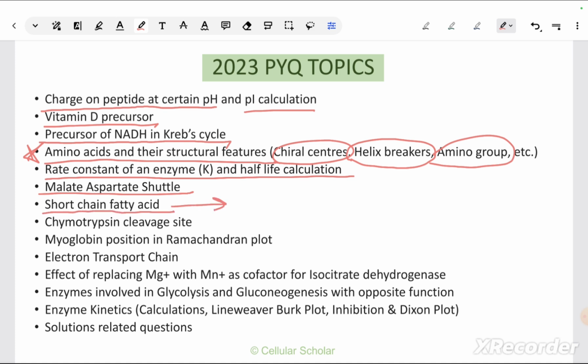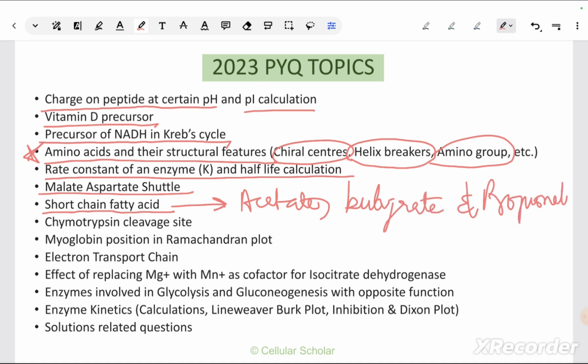Basically, these are produced by the gut bacteria. There are 3 major SCFAs, that is acetate, butyrate, and propionate. Then again, important, they have repeated this topic many times.